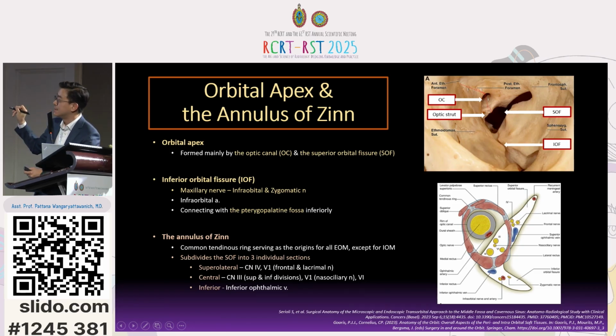So as you can see in this illustration, cranial nerve 3 splits into the superior division and inferior division, and we have cranial nerve 6 sitting just medial to the lateral rectus muscle, and eventually it will innervate the lateral rectus muscle. And then we have a teeny tiny nerve that is the nasociliary nerve, which is a branch of cranial nerve V1. And then in the inferior section of the SOF, we have only one structure, the inferior ophthalmic vein. And then we have cranial nerve V2 that exits through the inferior orbital fissure.